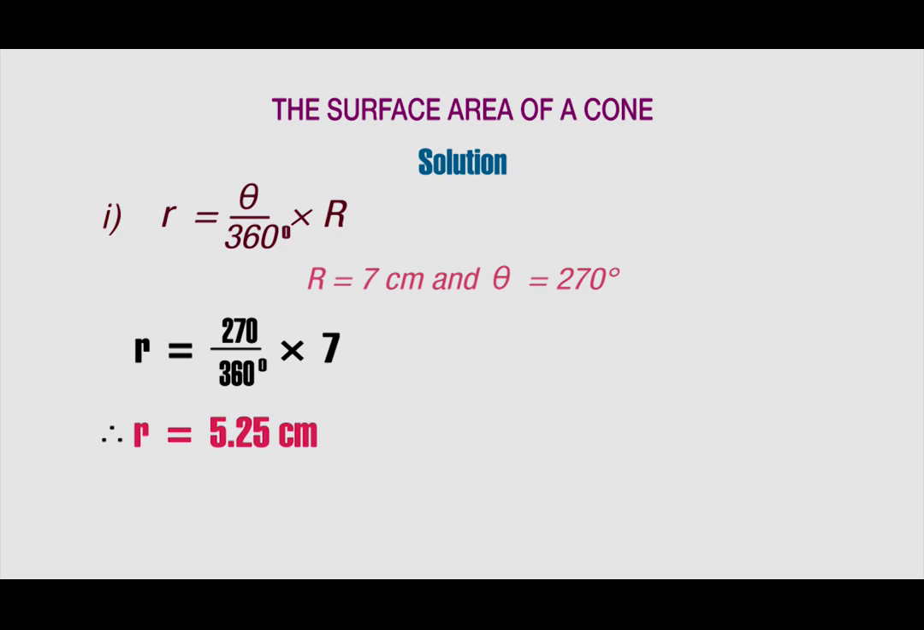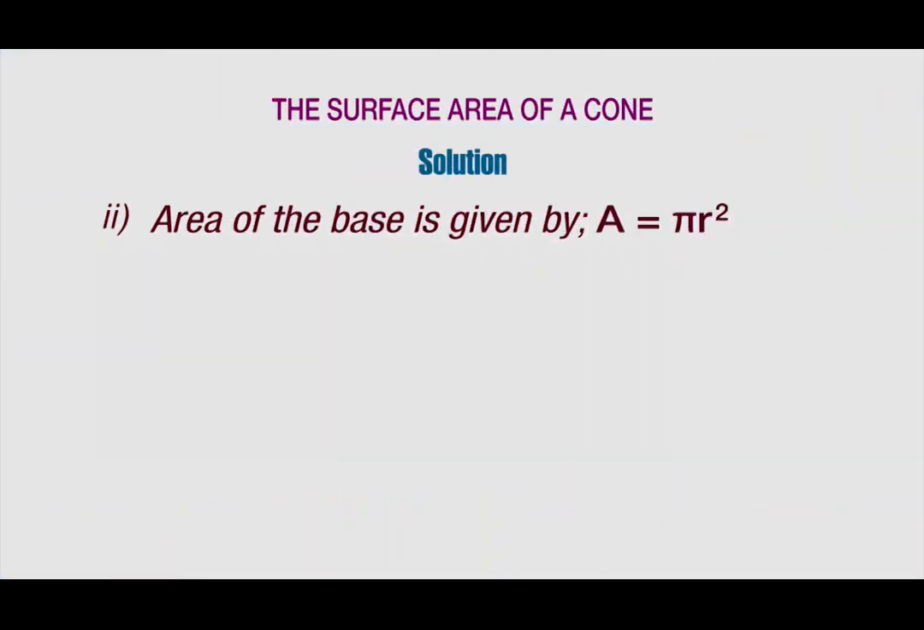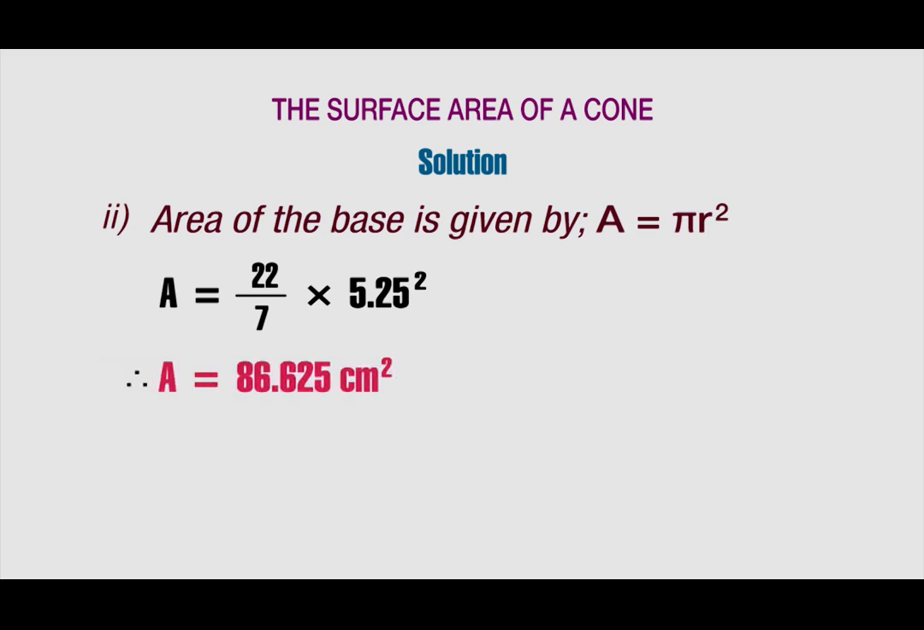Now the next question is to find the base area of the cone. And the base area of the cone is a circle, and that is pi r squared. So we do our usual substitutions, and we have A equals 22 divided by 7 multiplied by 5.25 squared, which is our radius calculated. Therefore, the area of the base is equal to 86.625 centimeters squared.